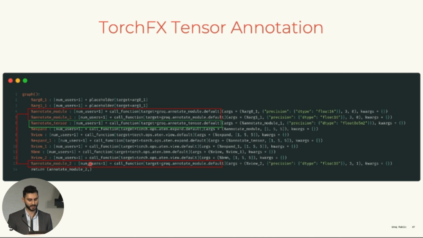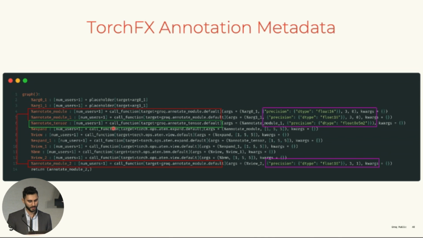We also have the annotate tensor custom op, shown in green here. And finally, each annotation op has its encoded metadata shown in the purple box. So you can see this is the serialized Python dictionary I was talking about earlier. Basically, the module level annotations have a float16 data type, and the tensor level annotation has a float8 data type. Because this metadata is embedded in the IR in custom operations, it doesn't get mutated, elided, or transformed.